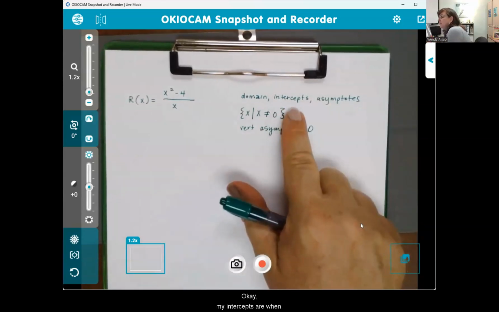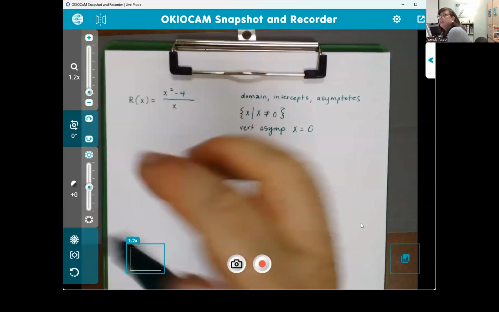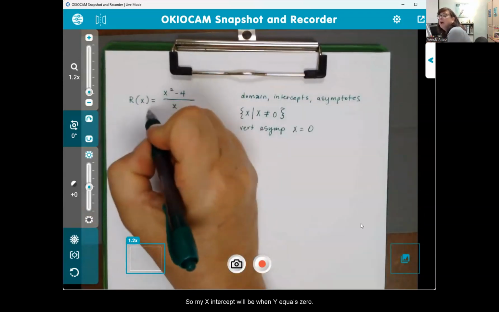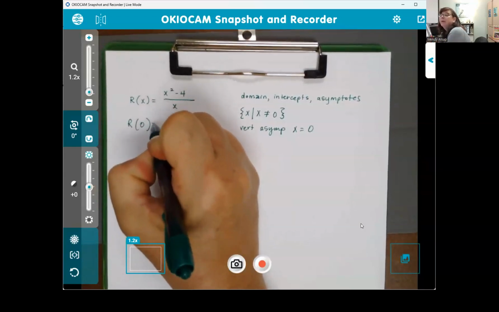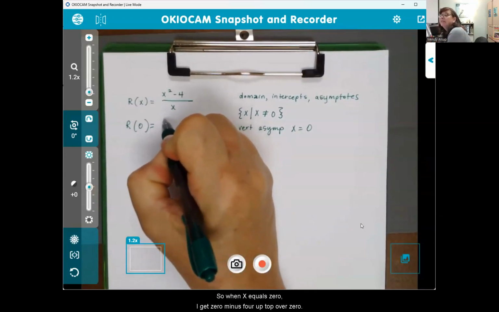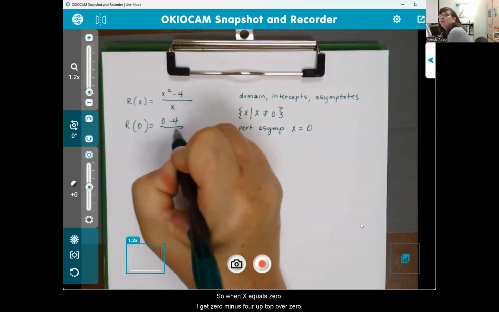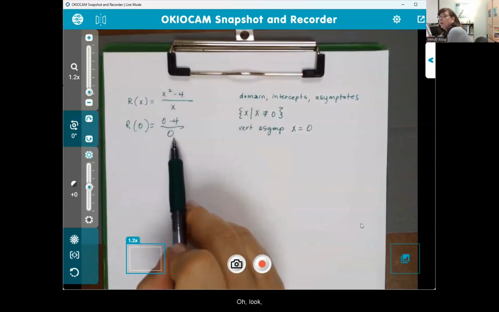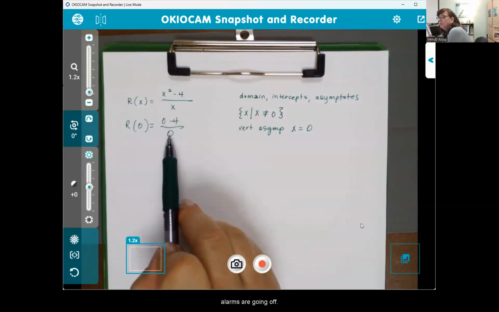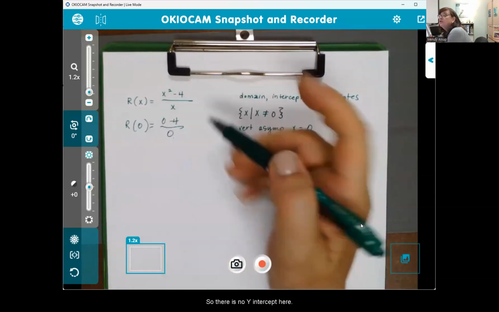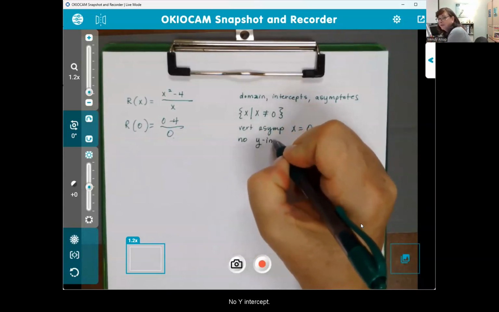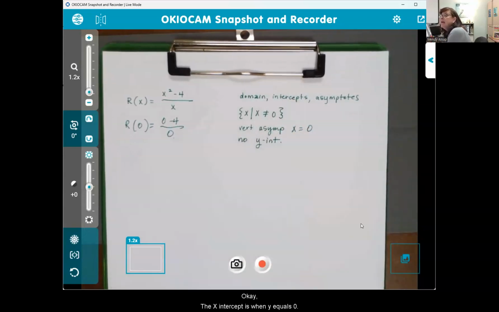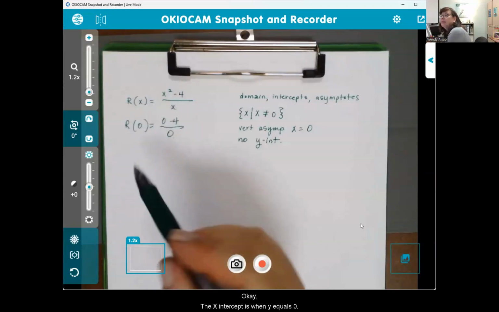My intercepts: my x-intercept will be when y equals 0. My y-intercept will be when x equals 0. So when x equals 0, I get 0 squared minus 4 up top over 0. Ooh, look. Alarms are going off. So there's no y-intercept here. No y-intercept. Okay.